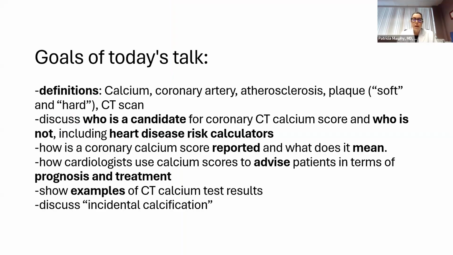So today we're going to start out with some definitions. What is calcium? What are coronary arteries? Atherosclerosis, the term plaque, both soft and hard, and what is a CT scan or a CAT scan? We're going to talk about who is a candidate for coronary CT calcium scores, and importantly, who is not a candidate. And we're going to also talk about what's called a heart disease risk calculator. That helps us to decide who should and should not have a calcium score.